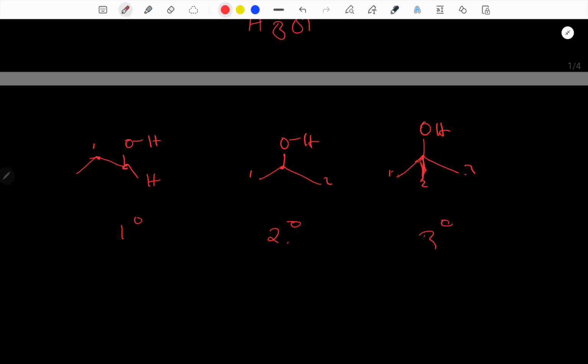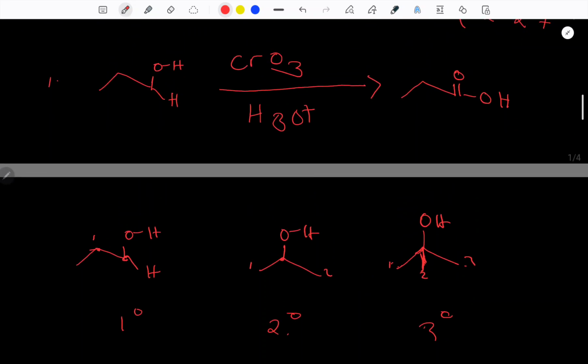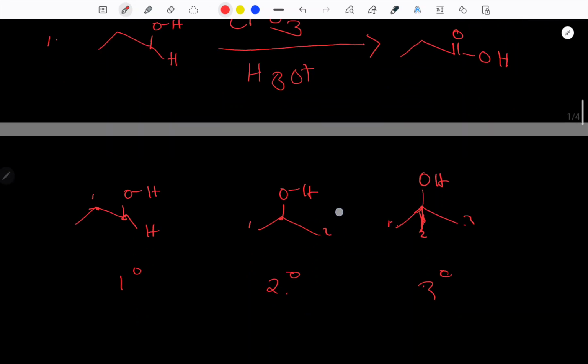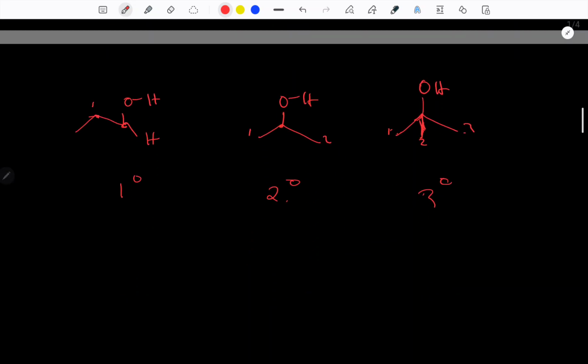So when we say primary alcohols, we simply mean the carbon here connected to one carbon, and this qualifies to be called a primary alcohol. All right. Another example.